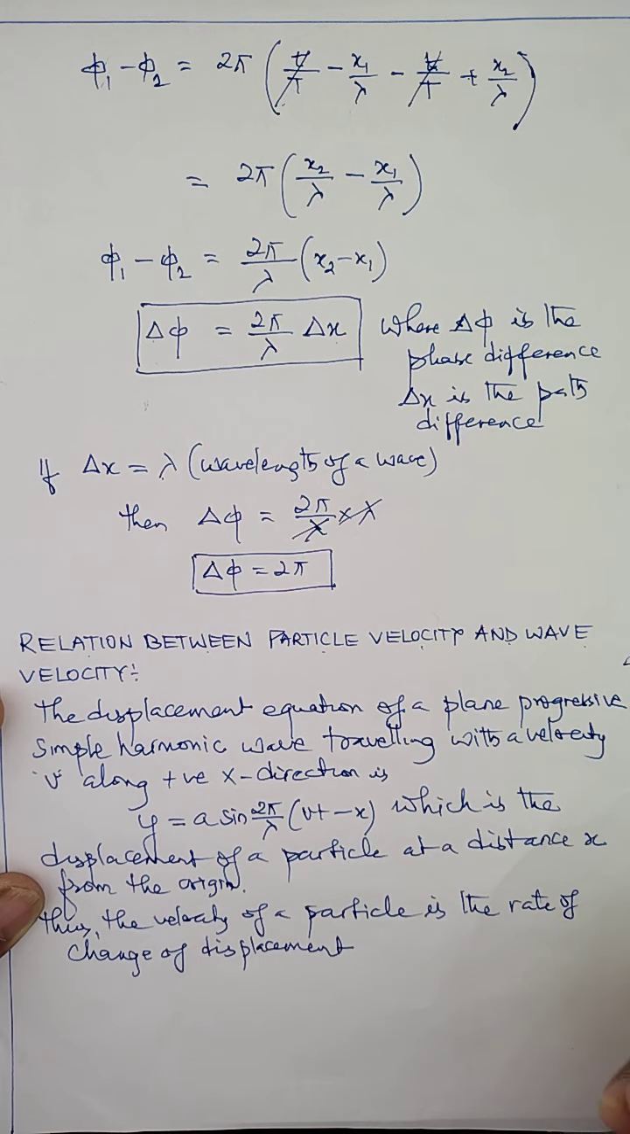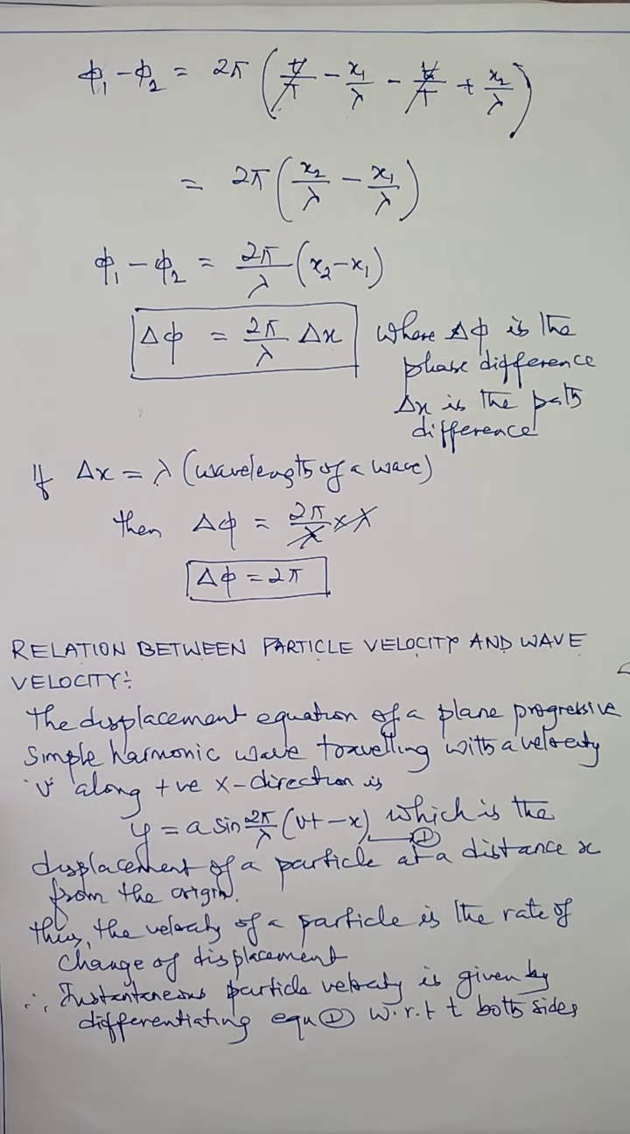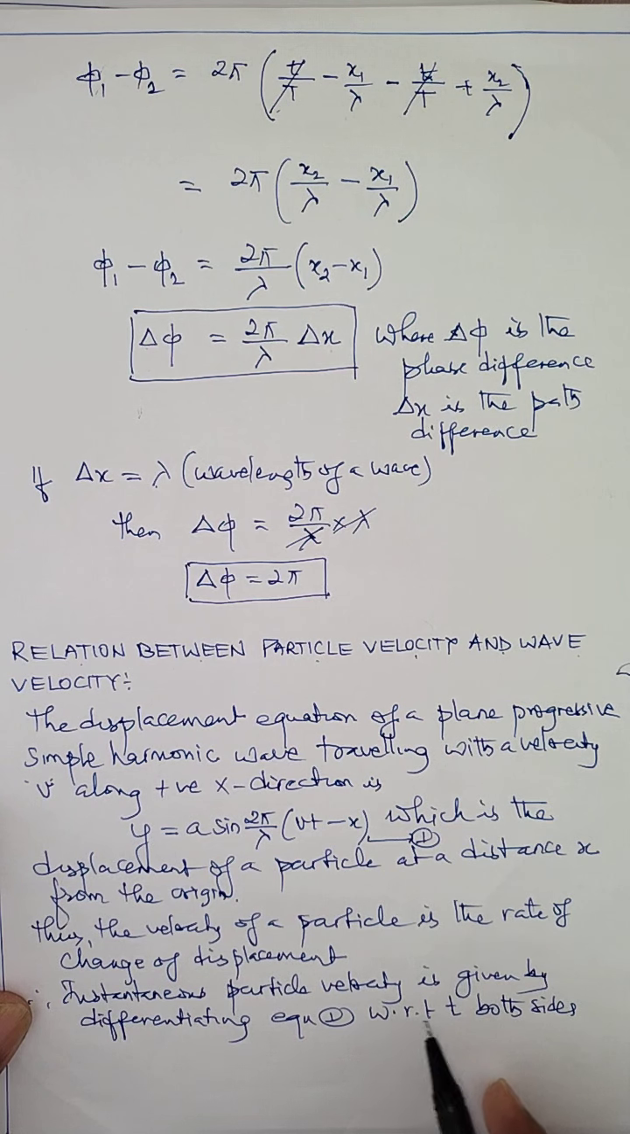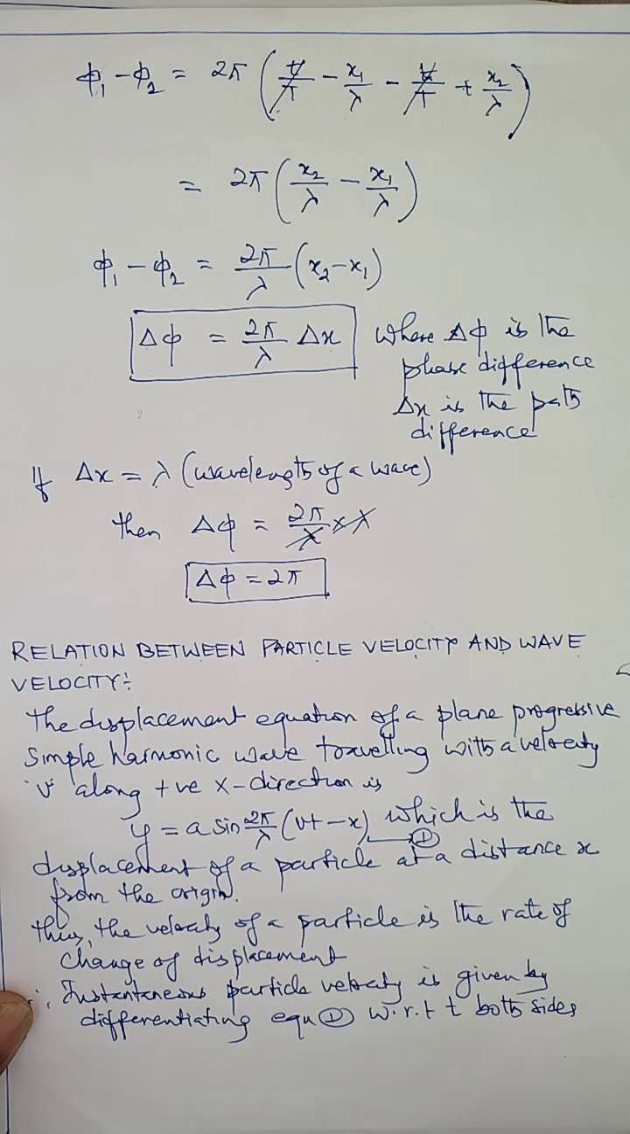The rate of change of displacement is displacement by time. But this change in the displacement of the particle with time is very, very small and can change at any instant of time. That's why we calculate this velocity as instantaneous particle velocity. And children, this instantaneous particle velocity is calculated by differentiating equation 1 with respect to t on both sides. For this we follow differential calculus, so I differentiate equation 1 on both sides.